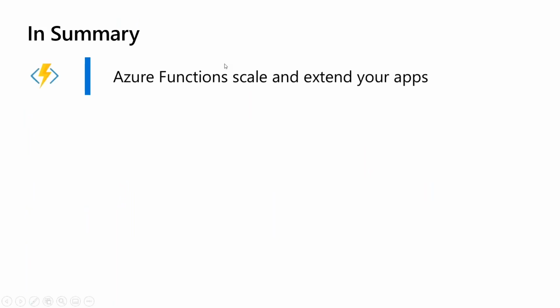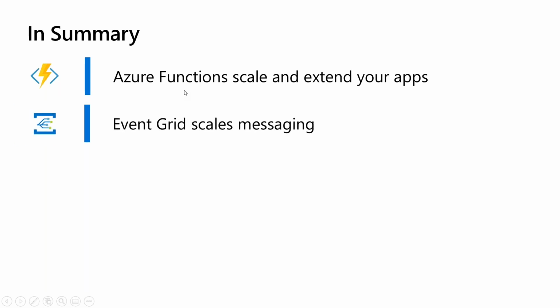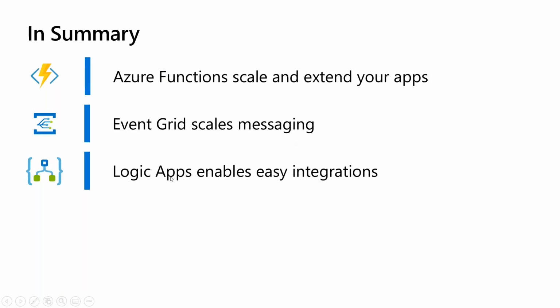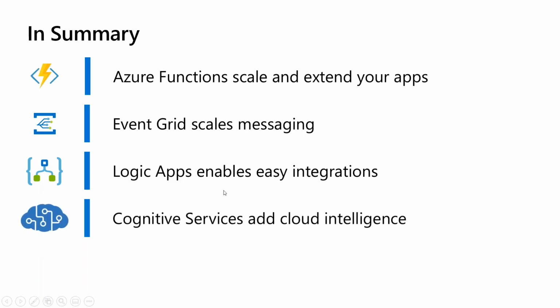So I showed you at a very high level how to use Azure Functions to scale and extend your app and scale your actual messaging and transactions that manage that app using Event Grid. And then Logic Apps to actually put everything together, build the function that would scale if we needed it to, and deliver the thumbnail and the cognitive services caption back, and how to add cognitive services and cloud intelligence.